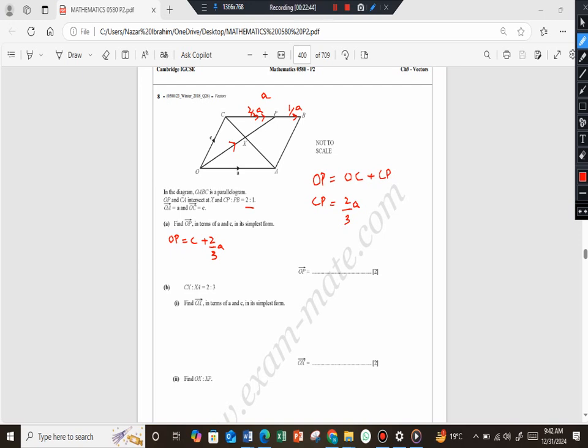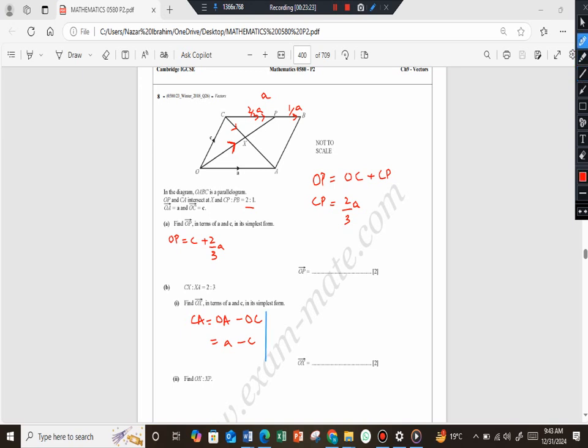CX to XA is equal to 2 to 3. Find OX in terms of A and C. We need to find this vector OX. To find it, I need OA and OC, which are given, and CX. So first the CA calculation is necessary. CA is equal to OA minus OC, so CA is equal to A minus C.